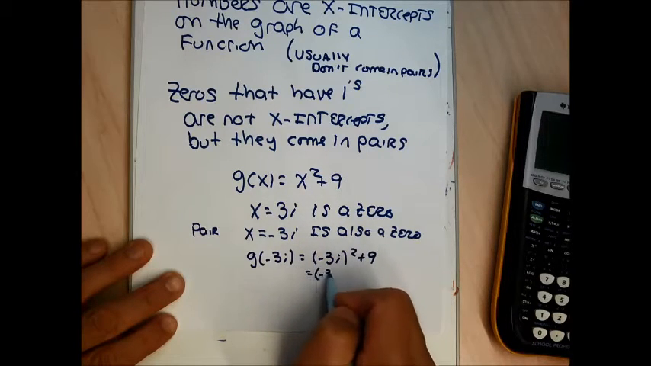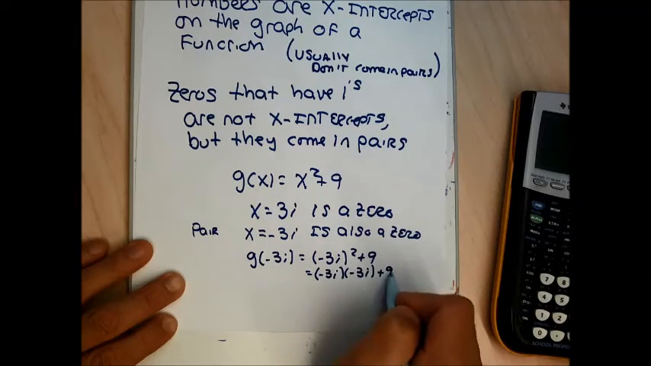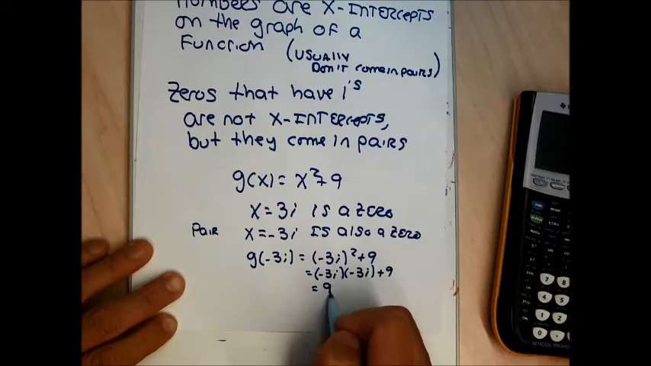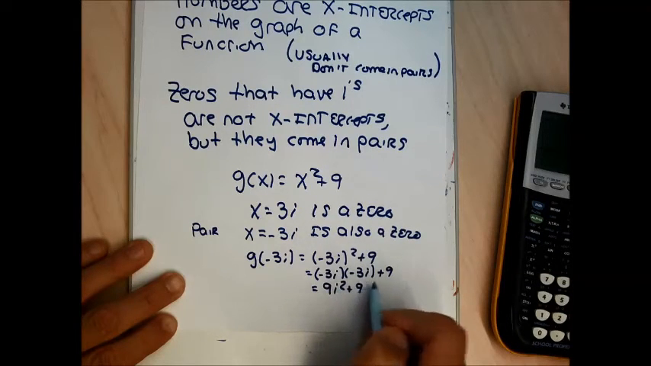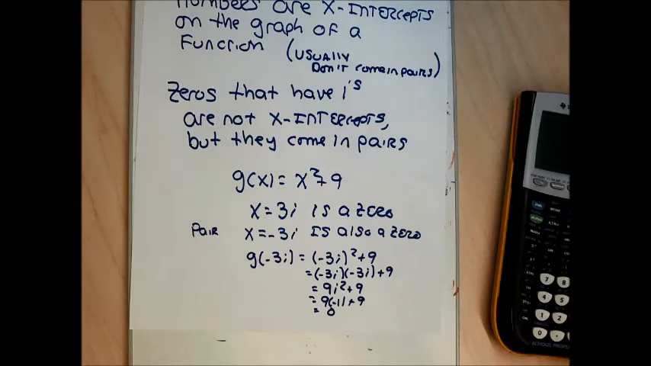you get negative 3i squared plus 9, which is negative 3i times negative 3i plus 9, which is 9i squared plus 9, which is 9 times negative 1 plus 9, which is 0.